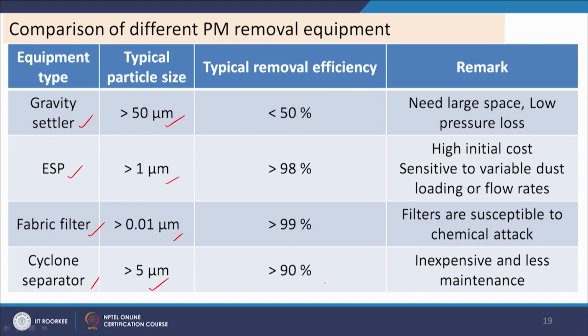All of these processes have some characteristics, given as remarks. Gravity settlers need large space but have low pressure loss. ESP has high initial cost and is sensitive to variable dust loading and flow rates. Fabric filters are susceptible to chemical attack, and cyclone separators are inexpensive and require less maintenance.